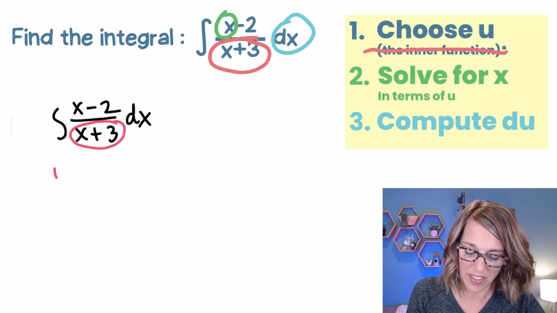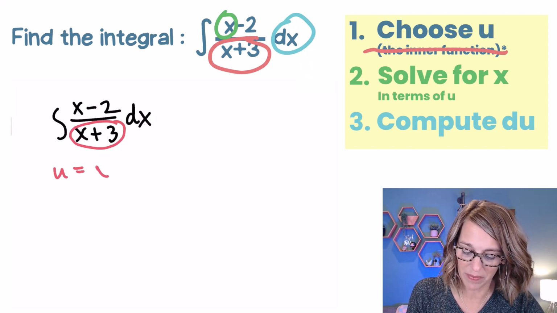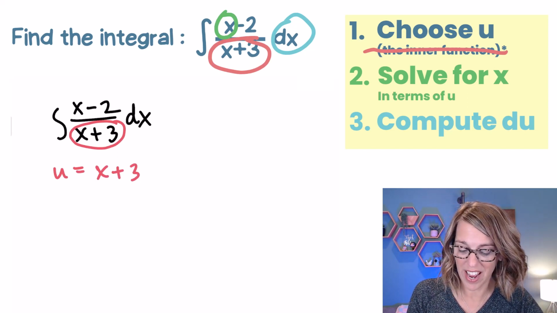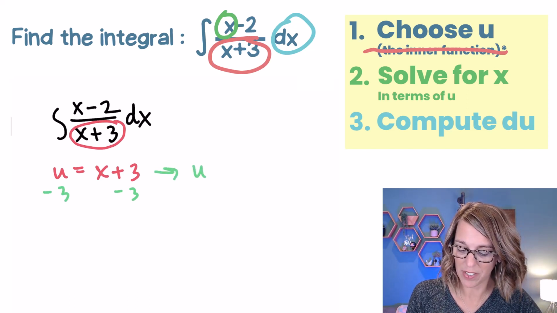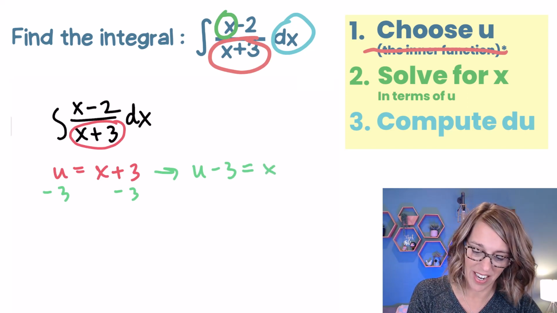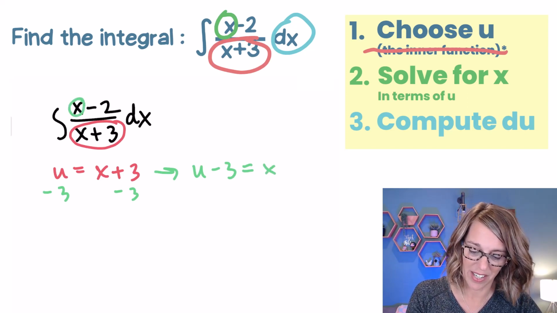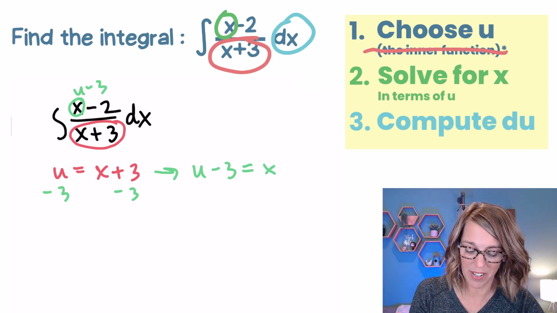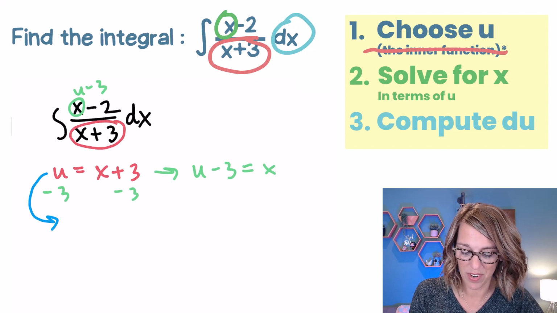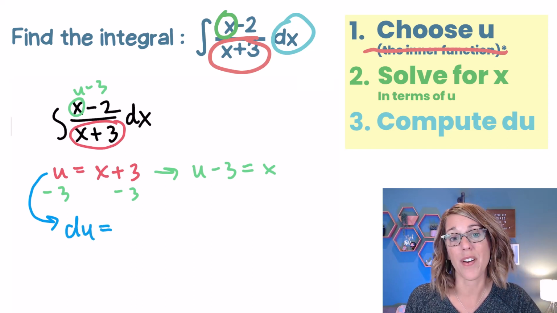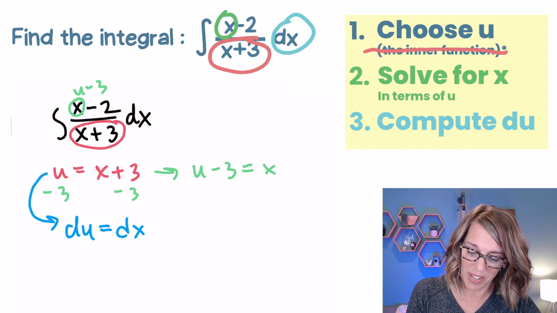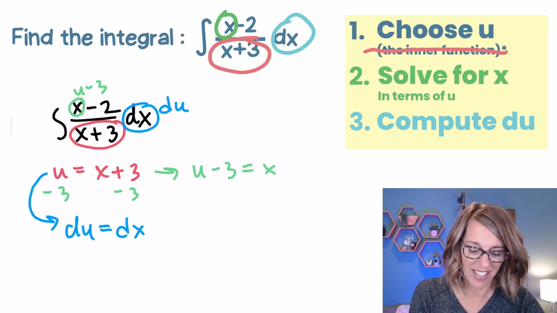So I'm going to let u be that denominator, x plus 3. Next, I need to solve for x in terms of u. So if I take this and subtract a 3 from both sides, I end up with u minus 3 is equal to x. That takes care of that value right there. That's going to be a u minus 3. And then finally, I need to take care of the dx, and I'm going to do that by taking the derivative of u. So du is the derivative of x plus 3, which is going to be my dx. So I can replace that dx with our du.